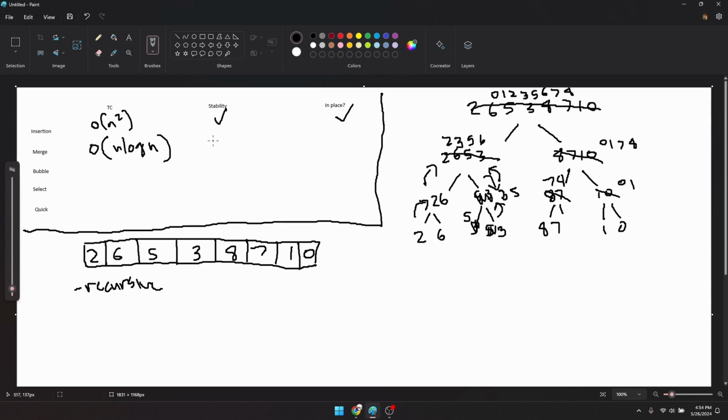It's going to be a stable algorithm, so equivalent elements will retain their position before and after being sorted. And merge sort is actually going to be the only sorting algorithm that is not an in-place sort because you're using recursion and making these new arrays. Python sort and sorted functions are both.